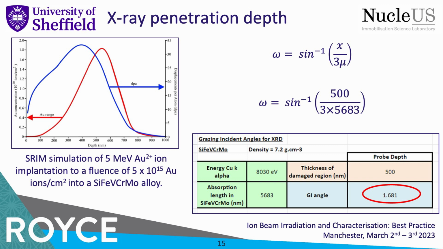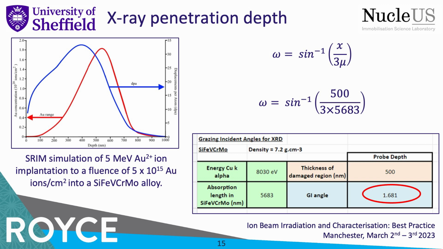Okay, so we want to work out the penetration depth, or the angle of our X-rays, in order to penetrate to a certain depth in our material after it's been implanted with our 5 MeV gold ions. So actually we wanted to look at a depth of 500 nanometers, where there's quite a high level of radiation damage, and this is in that alloy. So we've got the attenuation length that we just found from that website, and popped it into this equation.